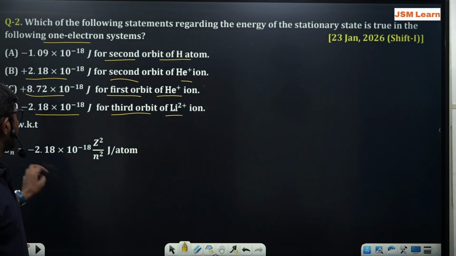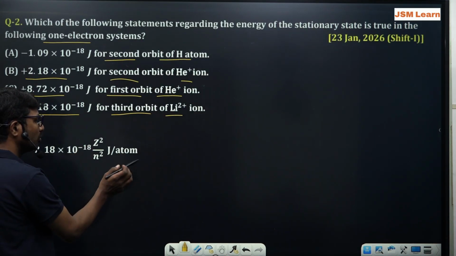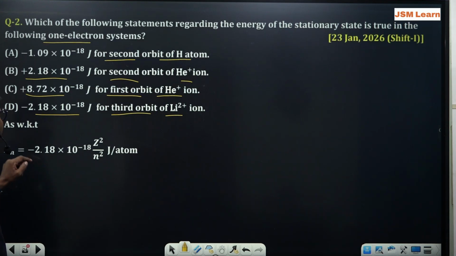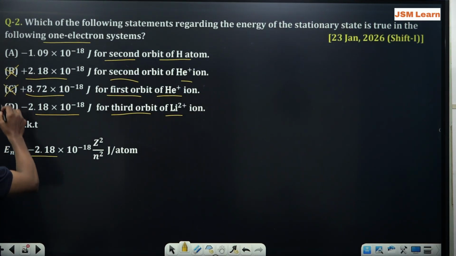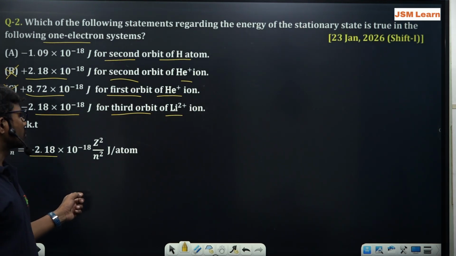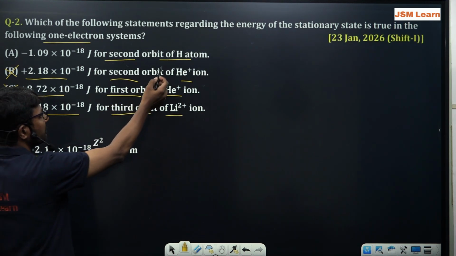Now as you know the energy formula, minus 2.18 multiplied by 10 power minus 18 Z square upon N square joule per atom, you can see the options here. Firstly, we usually use the elimination process. As the energy itself carries a minus sign, option B and option C, which carry a plus sign, can be eliminated. Now let us see how to solve this, with Z square upon N square. I am starting from the first option.